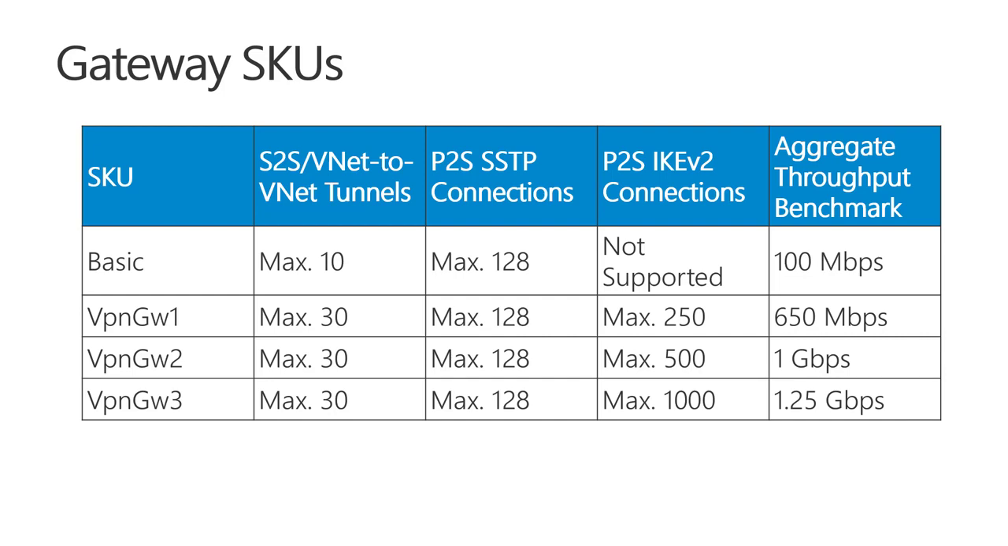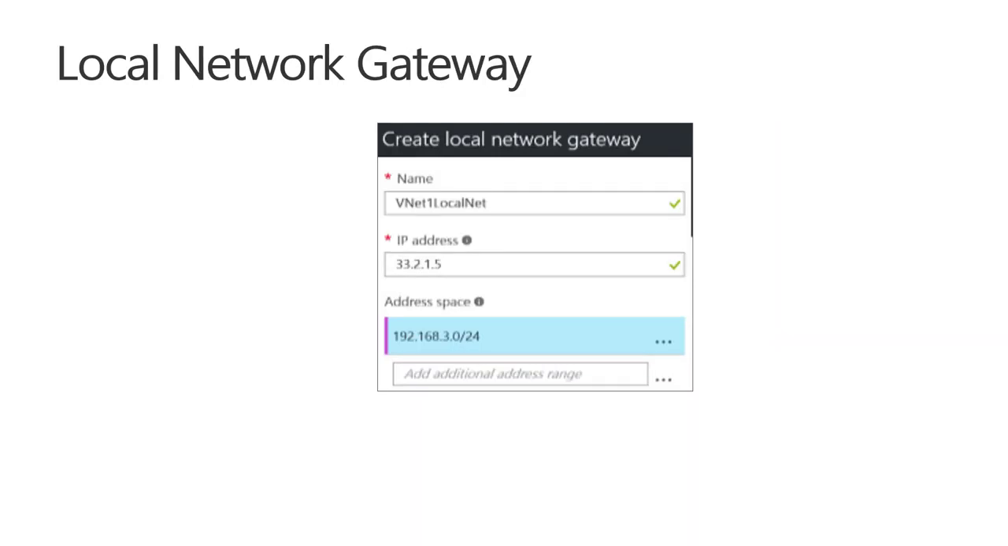The aggregate throughput benchmark is not a guaranteed throughput due to internet traffic conditions and your application behavior. These connection limits are separate. For example, you can have 128 SSTP connections and also 250 IKE version 2 connections on a VPN Gateway version 1 SKU. The local network gateway typically refers to the on-premise location.